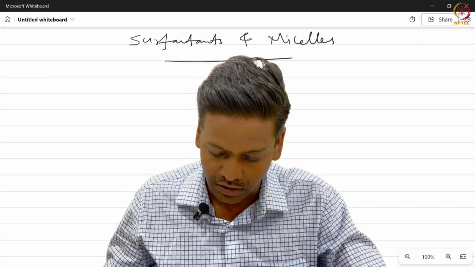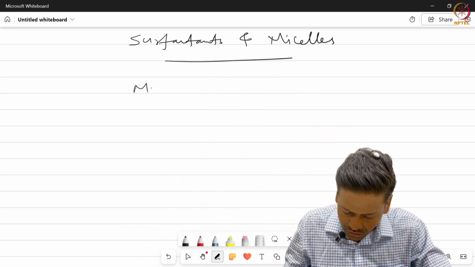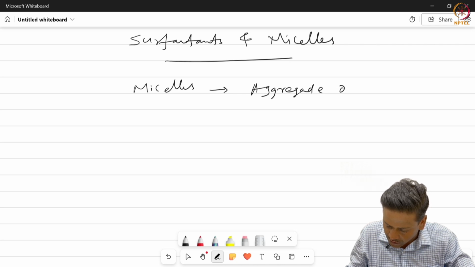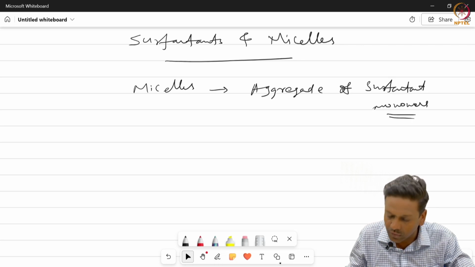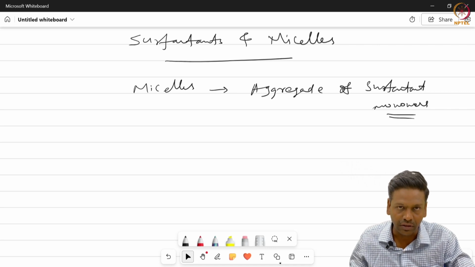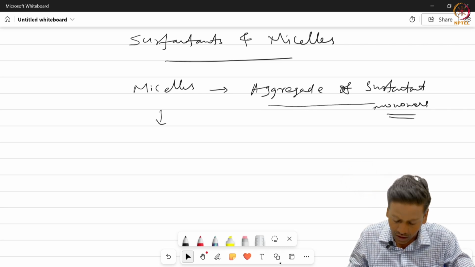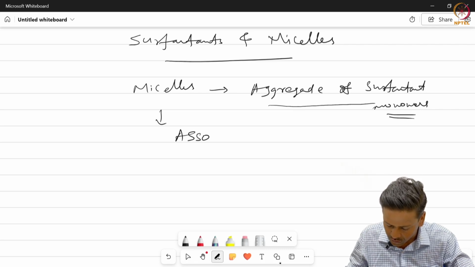So we will start from the overview of surfactants and micelles. Micelles are aggregates of surfactants, or aggregates of monomers, you can say. When I say monomer, let's say an individual surfactant. So it is basically nothing but aggregation of surfactant molecules. So often, people also regard micelles as association colloids.